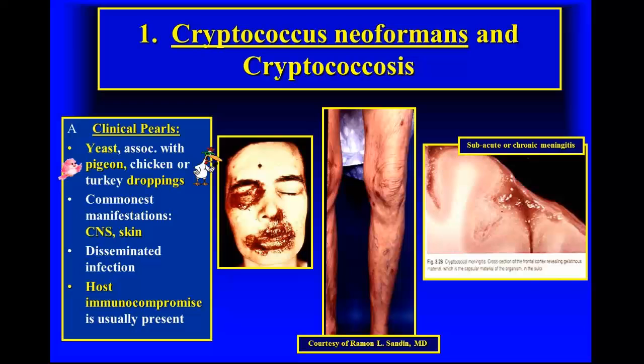This is one of our patients with disseminated crypto at Moffitt. This is from a book, in subacute or chronic meningitis. Very, very slimy subdural or epidural material because of all of those polysaccharide capsules that I'll show you. Host immunocompromise, in this case, as in all the agents that produce opportunistic disease.